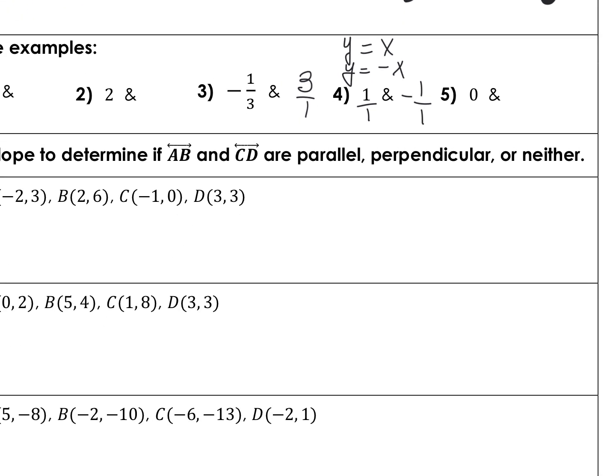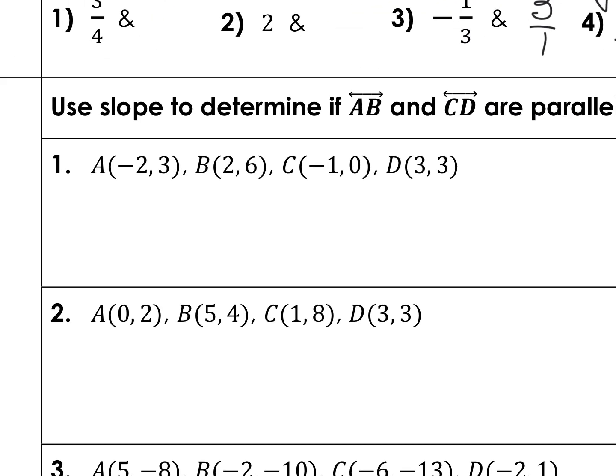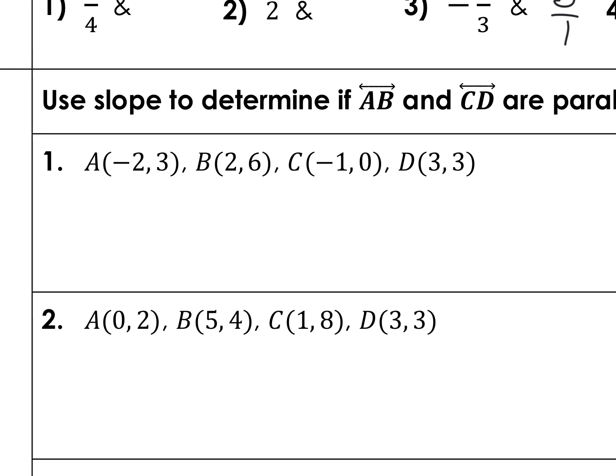Okay, so then let's do an example. Listen, if I'm just given 2 points, how could I find out if the lines are parallel, perpendicular, or neither? What would I have to do? Yes, I'm going to have to calculate the slope. So let me calculate the slope for this line AB. So the slope of AB, what would I do?